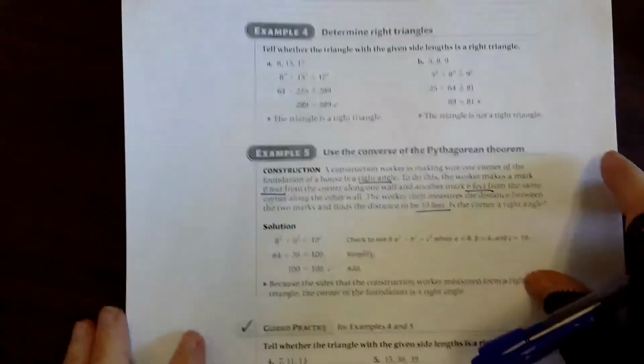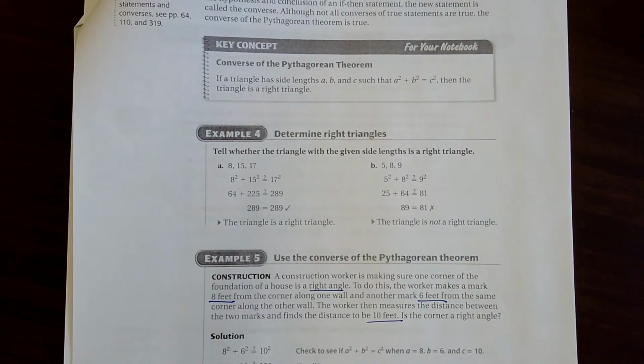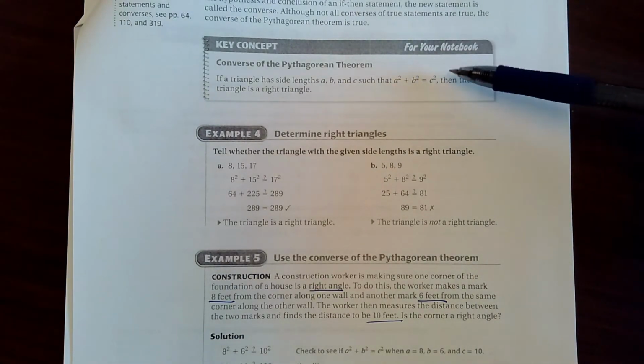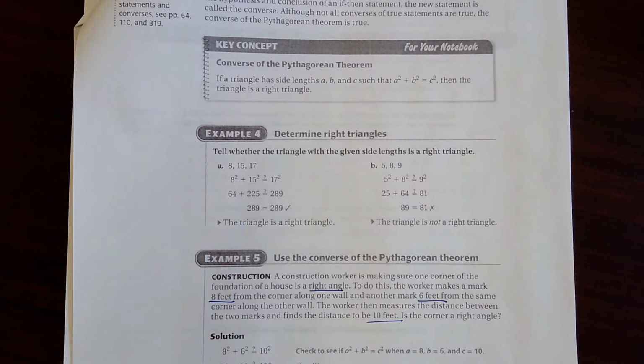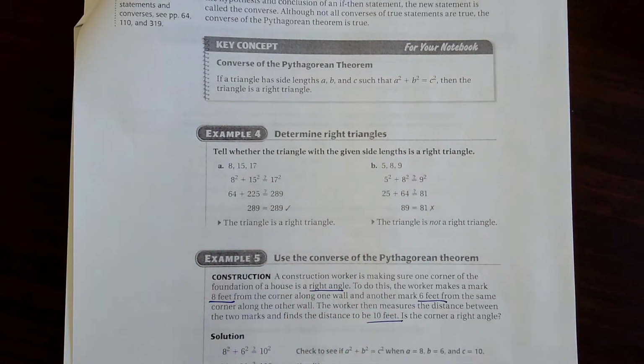Now these things are real easy. This is converse, which means kind of the opposite. You're flipping it around. So the converse of the Pythagorean theorem states, if a triangle has side lengths A and B and C, such that A squared plus B squared equals C squared, then it is a right triangle. Okay, so we are going to look at that and see whether something is a right triangle, but just the fact that they give us numbers and we can test them. So tell whether the triangle with the given side lengths is a right triangle.